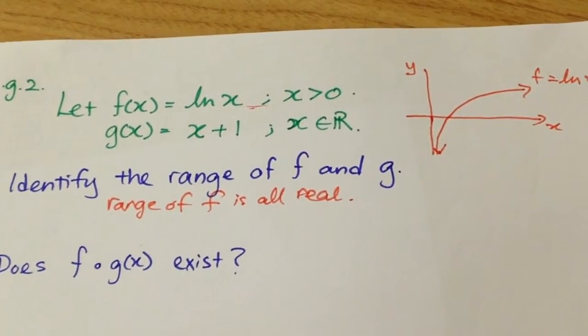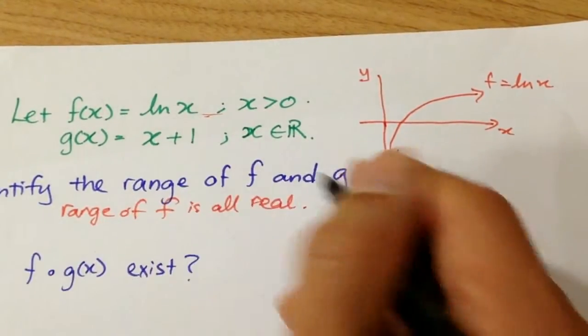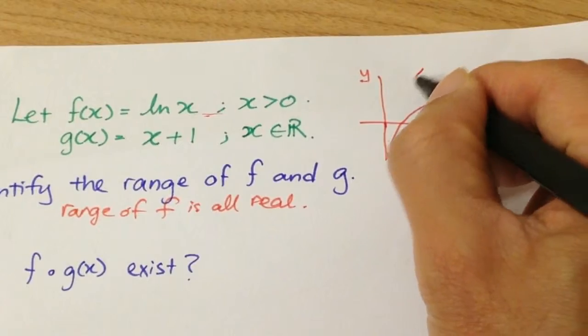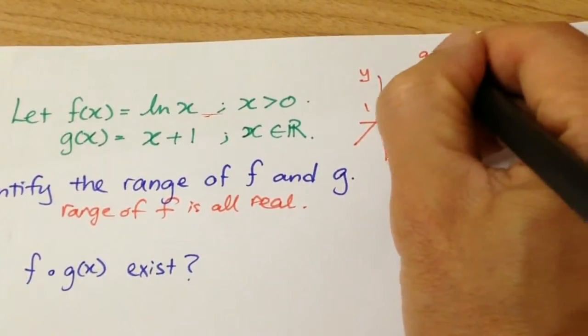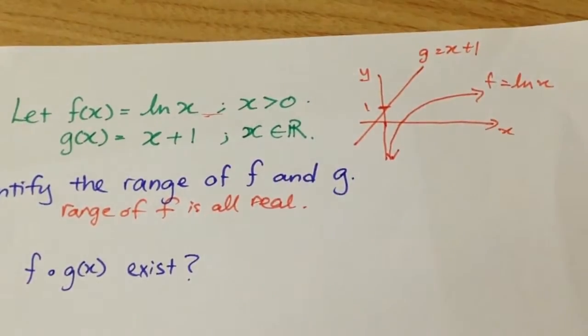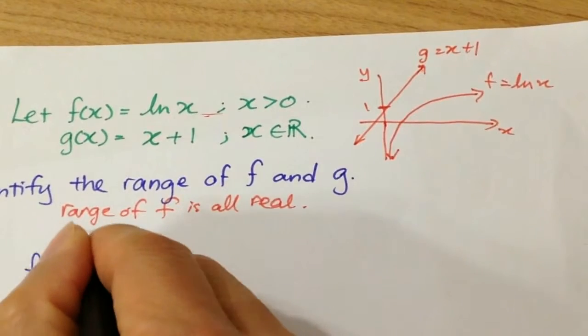And we can look at g of x. G of x is x plus 1. So something like this, g. Here, let's say it's 1. This is x plus 1. So you can see that the range here is also all real numbers.